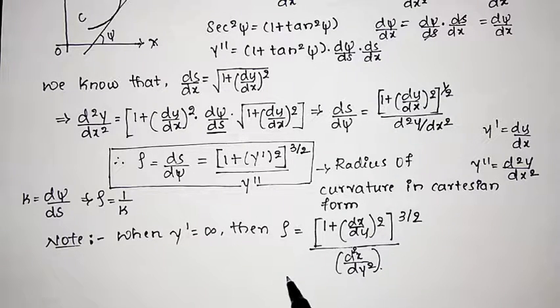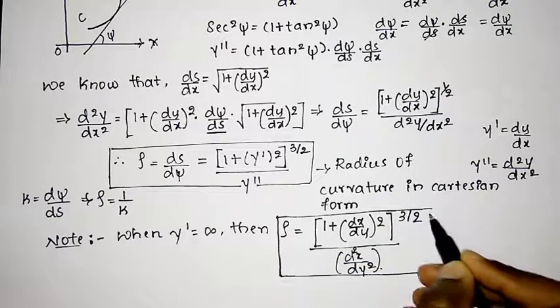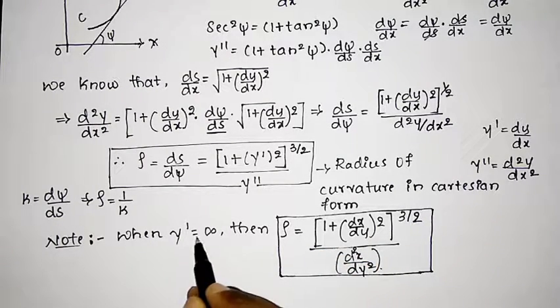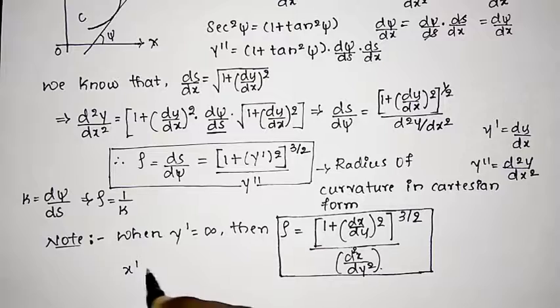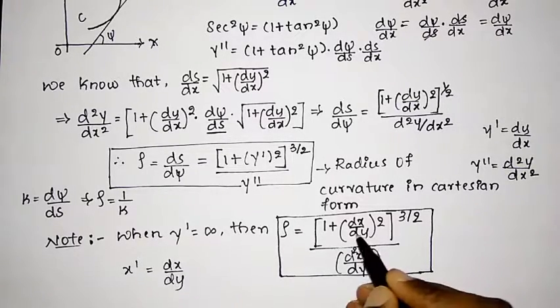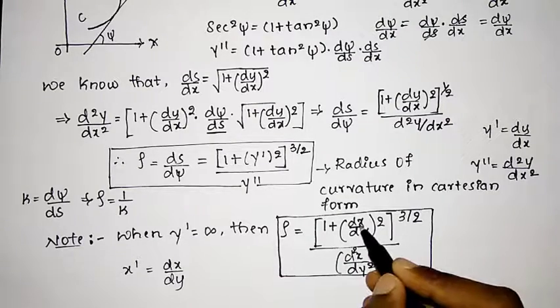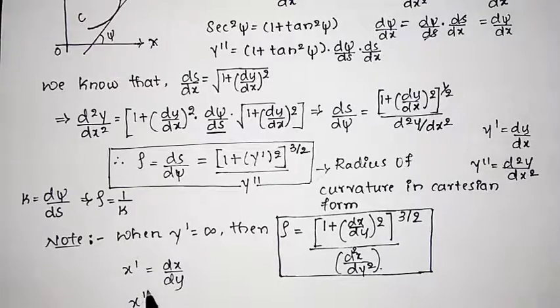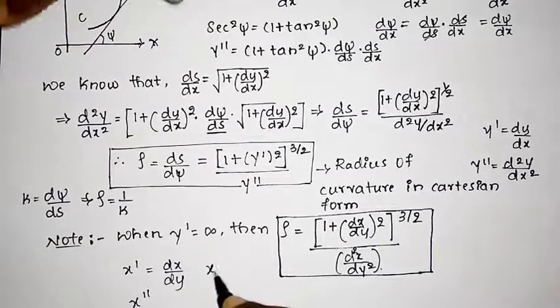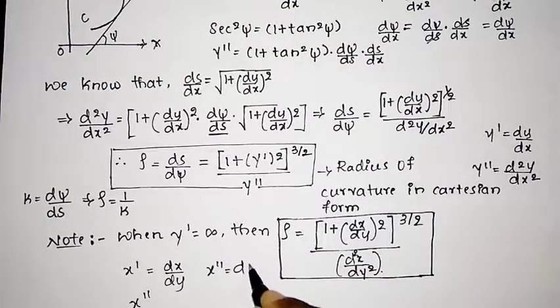So this is the equation of the radius of curvature in Cartesian form when y dash is infinity. When y dash is infinity, it has to be represented with x dash. So x dash can be written as dx upon dy. We have just replaced y dash with x dash, where x dash is nothing but dx upon dy whole square. Similarly, x double dash will be equal to d square x upon dy square.